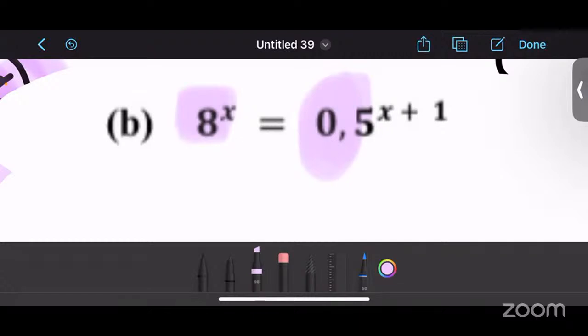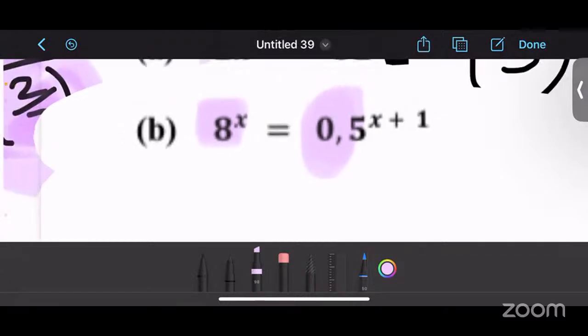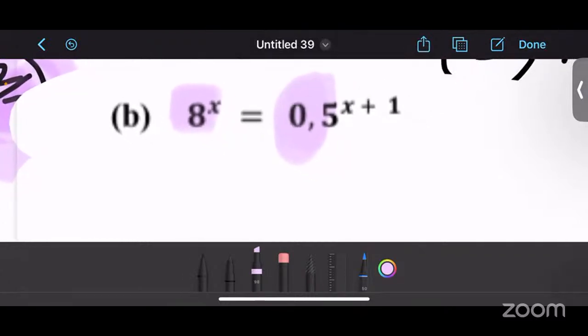Good. Is that what you did? Not really, ma'am. What did you do? Ma'am, I just said 0.5 to the power of 3x plus 1 is equal to 0.125 to the power of x plus 1. And then for the 8, I said 8 to the power of -1 is equal to 0.125 to the power of x.